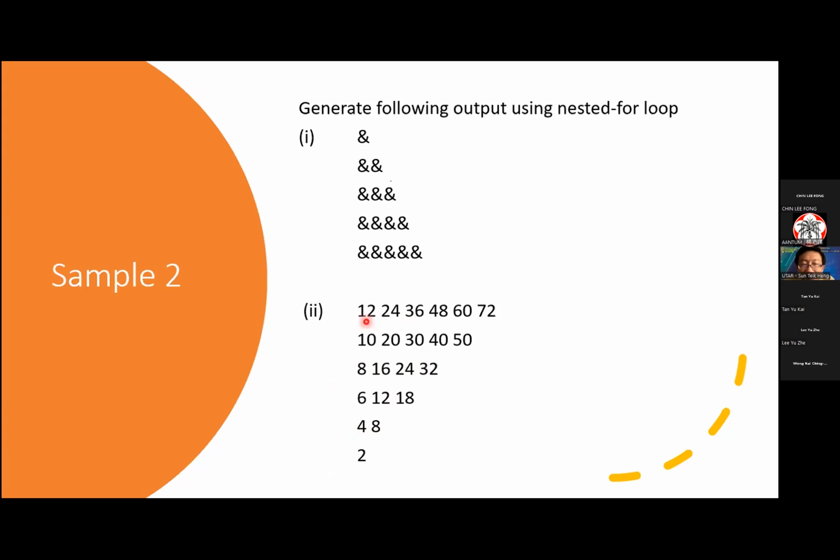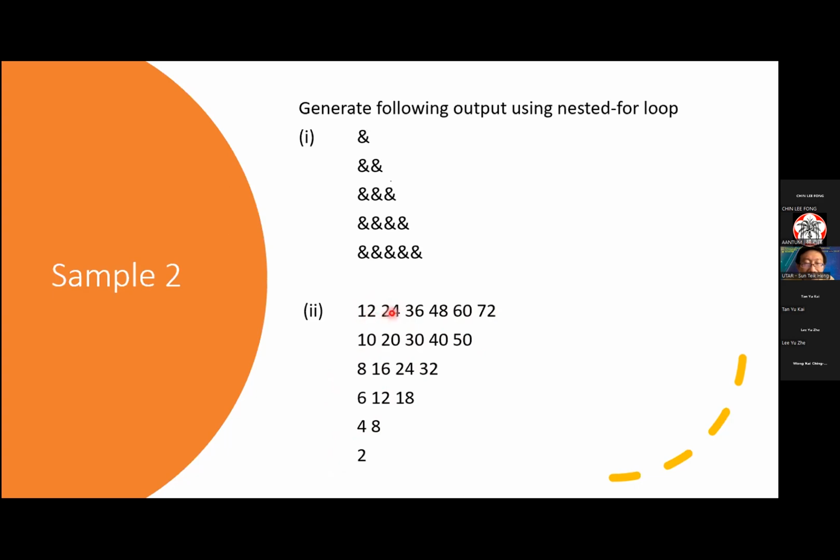How do we get this? Why is it that each line is able to print out this type of sequence? Can you see how to get the sequence? For example, in the first line, we start with 12. Then we multiply by 2, we get 24.